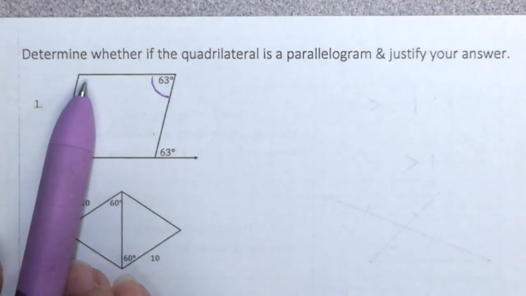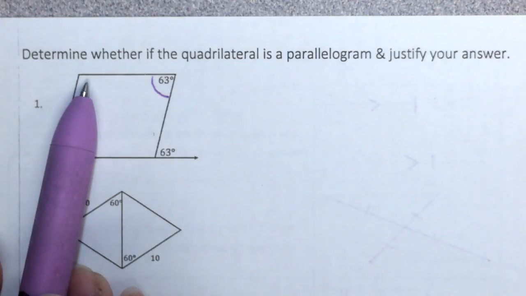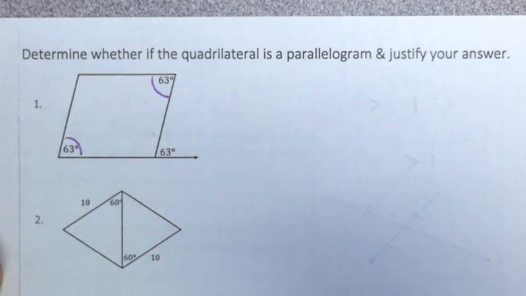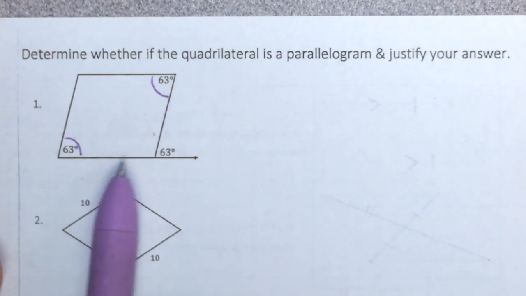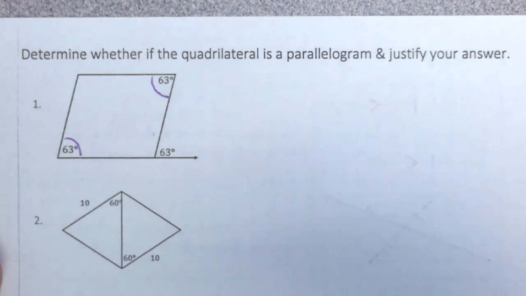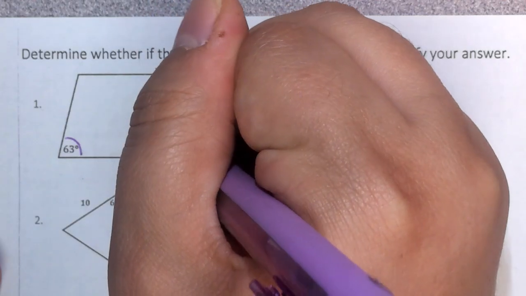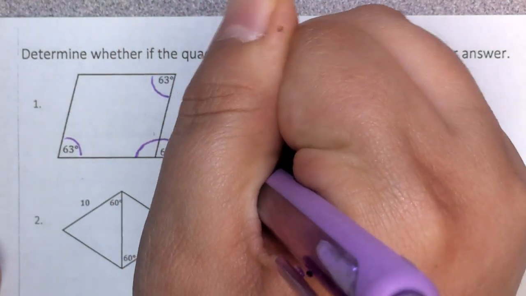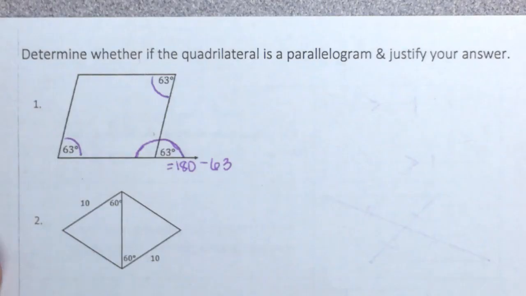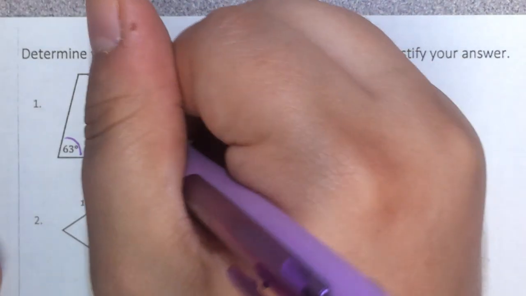Do I know what this angle is? How? I don't know if it's a parallelogram though, so I can't subtract from 180. Oh, but I know this is 63, so what do I know? What vocabulary word are these? Linear pair. So I know they equal 180. So what's 180 minus 63? 117.